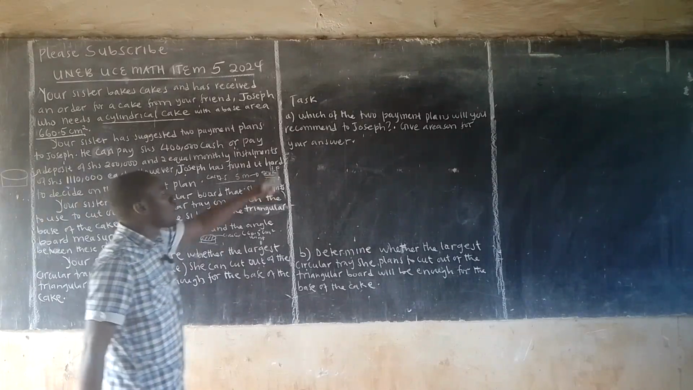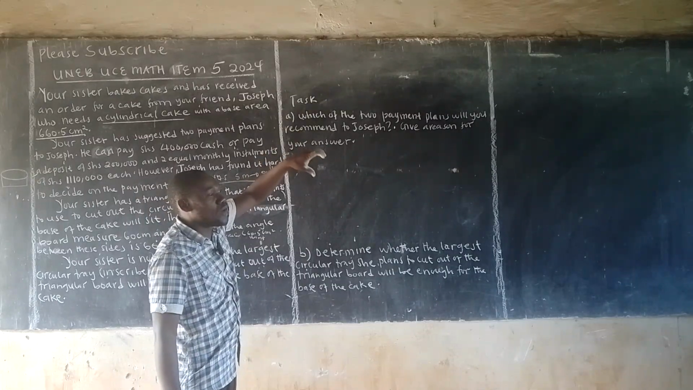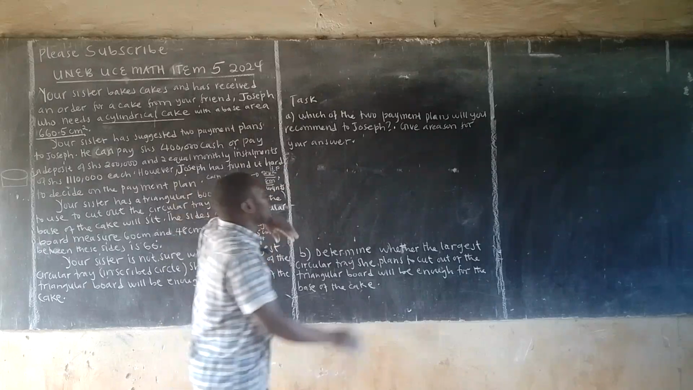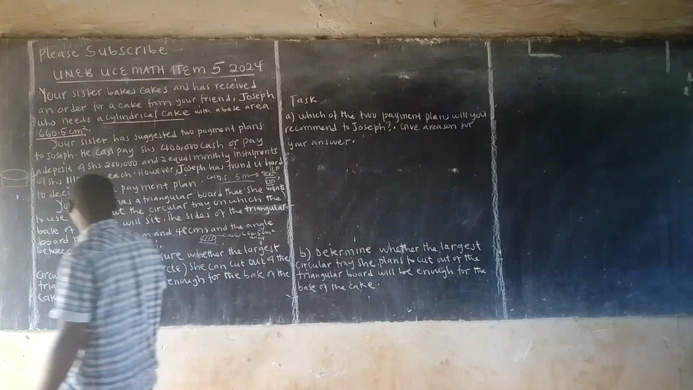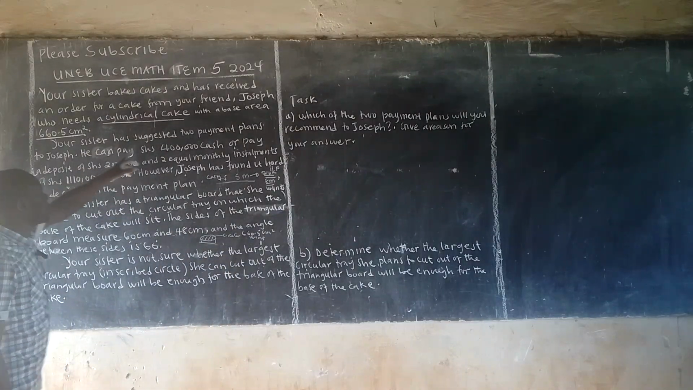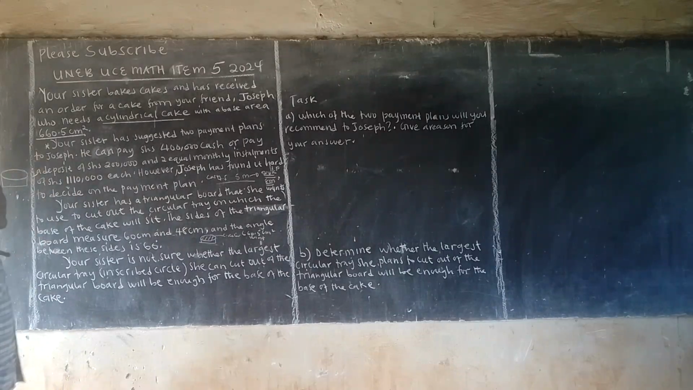And now also I told you, any task can direct you to which part of the question will help you answer that part. Like here, you see, which of the payment plans? Now we go in the question and look for the payment plans. Your sister has suggested 2 payment plans, meaning that our answer is going to come from this area.